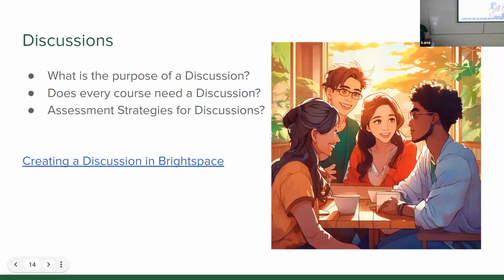Moving on to discussions, I have hit the point where I'm going to start talking a little bit faster. But I love discussions, because it gives me a chance to engage with the other members of a class. Or as an instructor, it just gives me a way to look at what the class is thinking about and discussing. So what's the general purpose of the discussion?